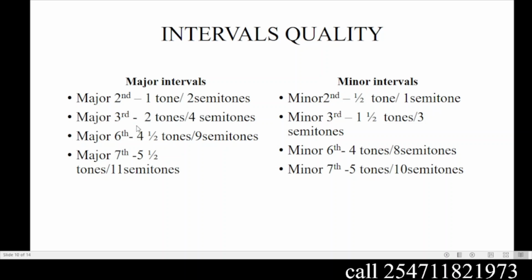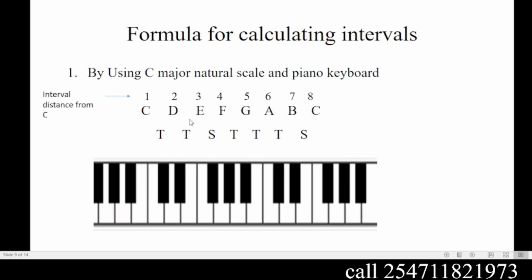A major third, we say that it has two tones or four semitones. A major third should always have two tones or four semitones. Let us see how to calculate them. For example, from C to E, we are being told a major third should have how many? Two tones or four semitones.